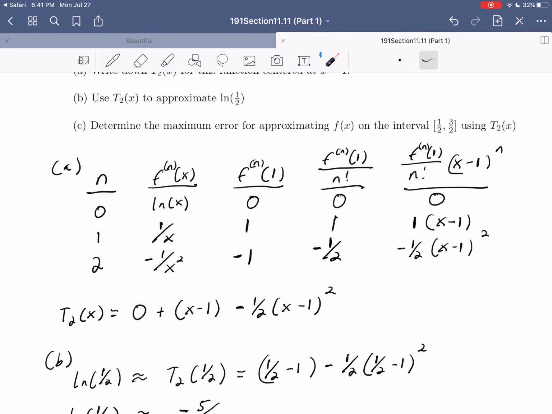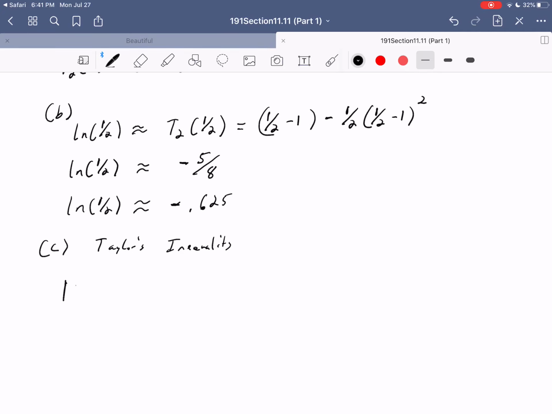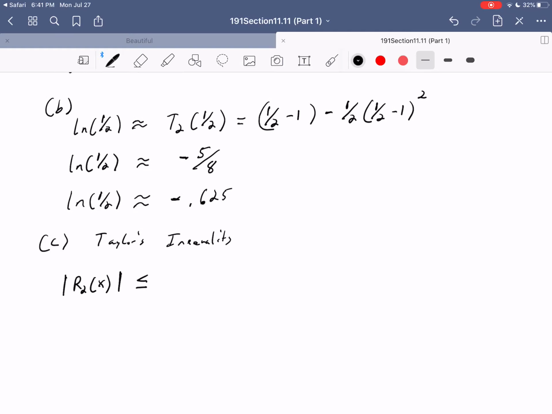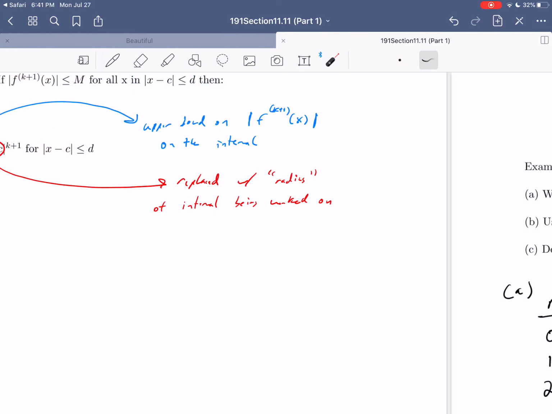All right, one more thing, let's determine the maximum error for approximating f of x on the interval 1/2 to 3/2 using T2. So what we want to do is look at using Taylor's inequality. Since we're using T2, we want to talk about R2 of x in absolute value. And we're going to say that that is less than or equal to, so we're doing k equals 2 here, this expression.